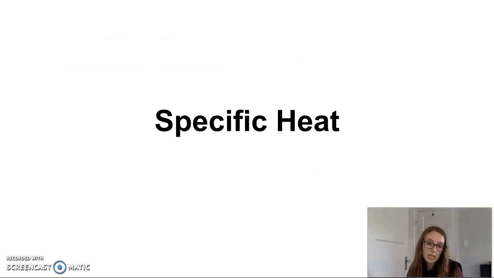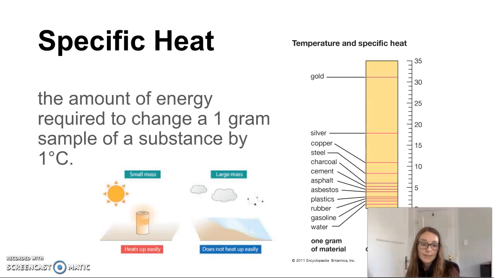Next, we're going to transition to talk about specific heat, which is one of my favorite concepts because it is very applicable to things that you learn or that you experience in everyday life. So we'll jump right in. The definition of specific heat is the amount of energy required to change a 1 gram sample of a substance by 1 degree Celsius.